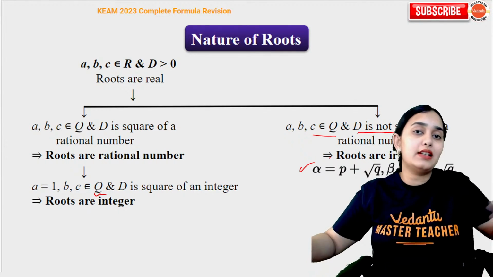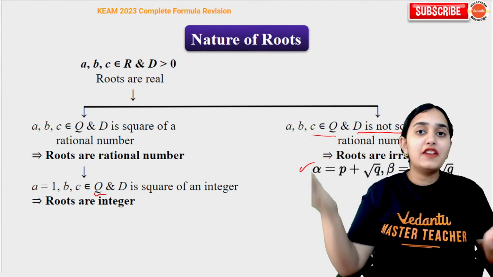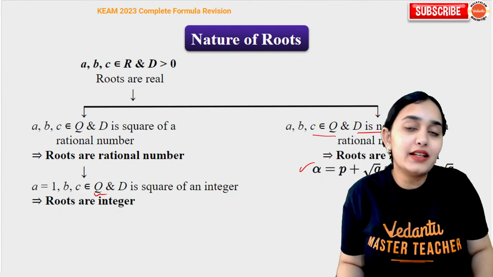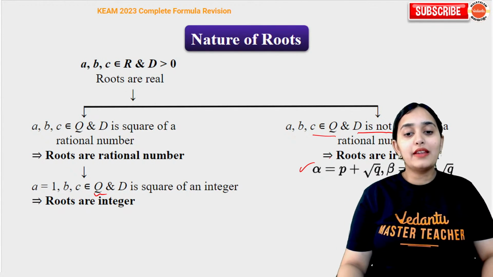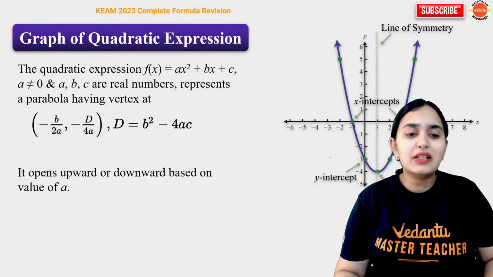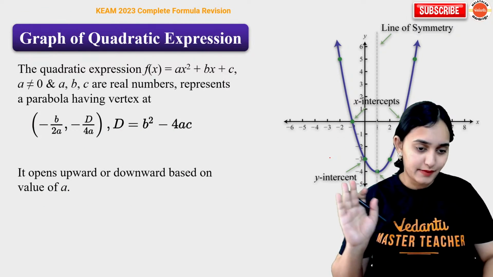So, alpha will be obviously like inside the root. If you don't have a perfect square, then you will get an irrational number obviously. So, in that case, the roots will be irrational. But such type of questions never come in exam. Okay.